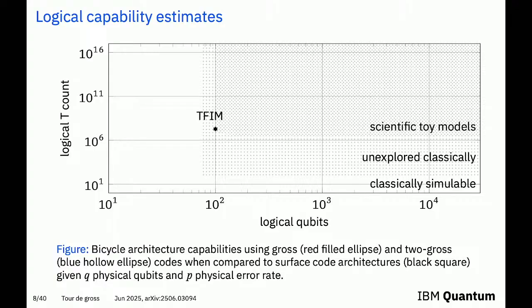The scientific toy models live up here. So for example, the transverse field Ising model, a 10 by 10 transverse field Ising model, requires 10 logical qubits and 10 to the 7-ish T-gates.